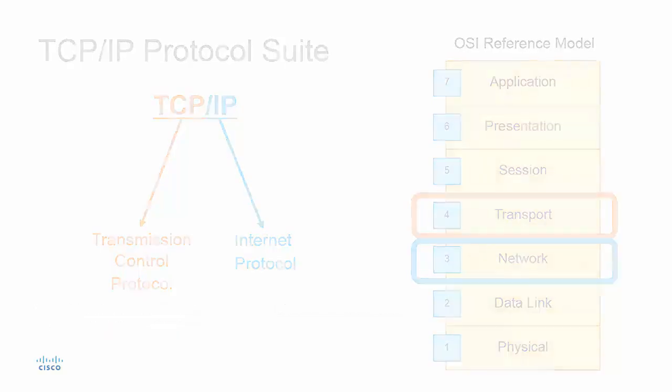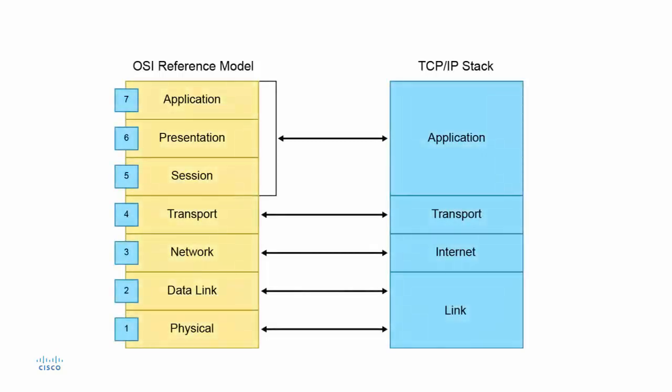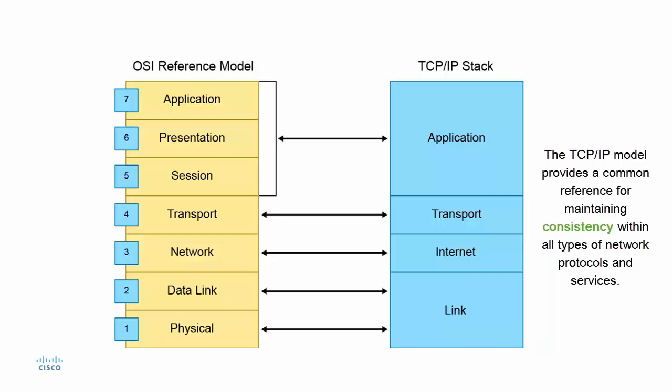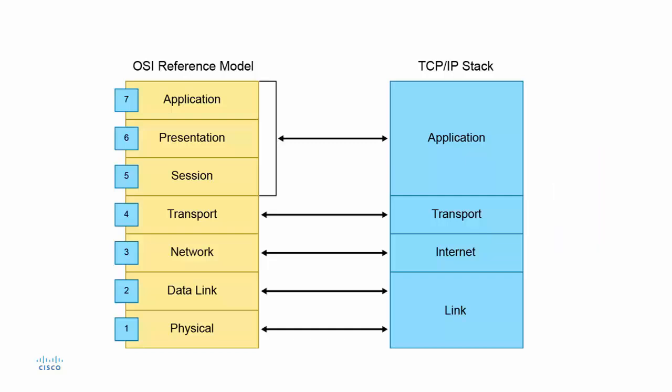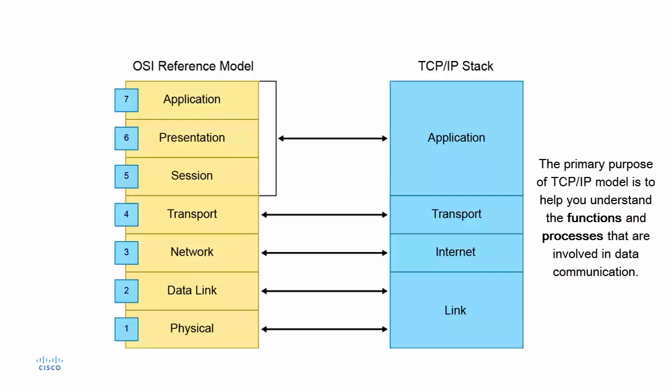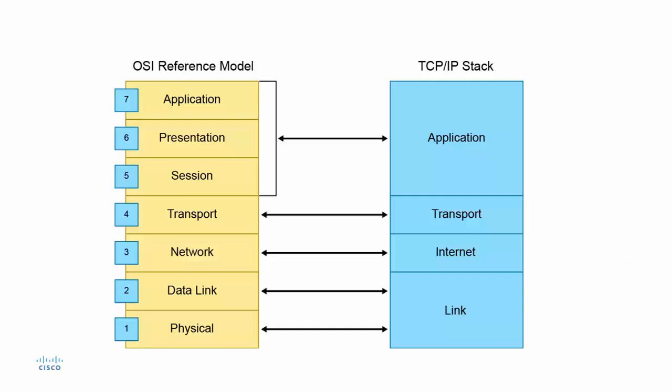The TCP/IP reference model is similar to the OSI model. It also separates data communication into layers. However, it predates the OSI model and consists of only 4 layers. The TCP/IP model provides a common reference for maintaining consistency within all types of network protocols and services. It's not intended to be implementation specific or provide sufficient detail to precisely define the services of the network architecture. The primary purpose of this reference model is to help you understand the functions and processes that are involved in data communication. Now let's take a look at the layers, shall we?